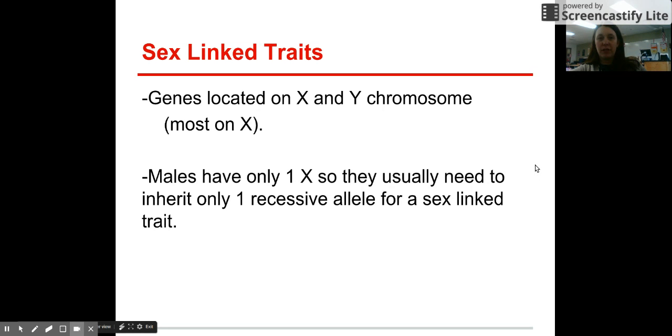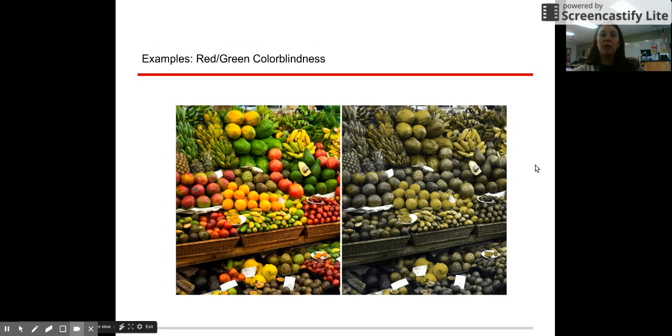All right, we're going to talk about some examples of these disorders, okay? First one is color blindness. There are a few different types of color blindness. The one that we are going to talk about is called red-green color blindness, and that means that individuals don't see the difference between red and green. So this one is just a quick little example. You can see all these different beautiful red and green fruits, and they all look to be similar shades to someone who has red-green color blindness.